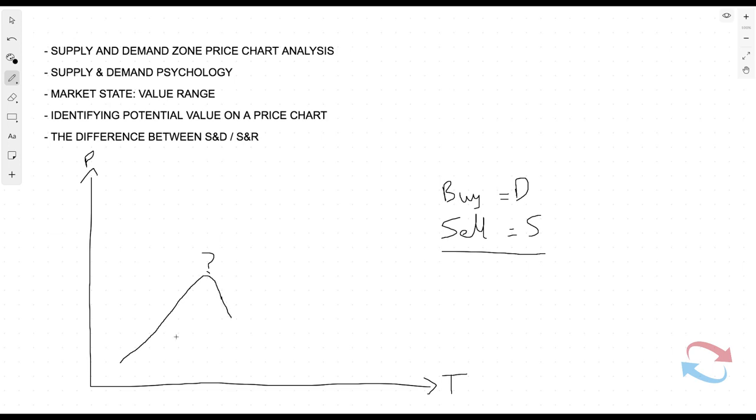So if this is the bargain area, then the top would be considered a potentially expensive area, right? But we don't know for sure, yeah? Because if you're looking back in hindsight, this has to be true, right? This has to be the cheap area.